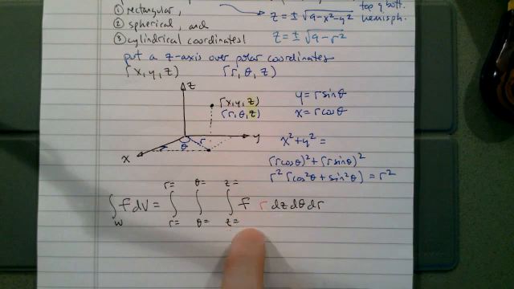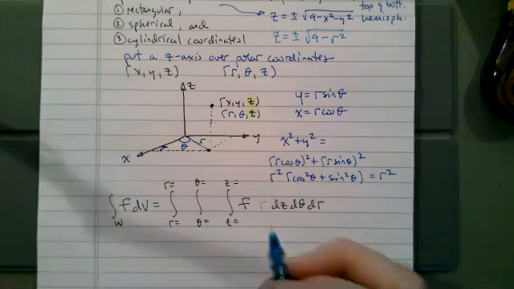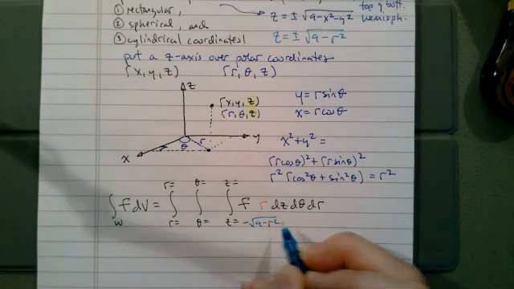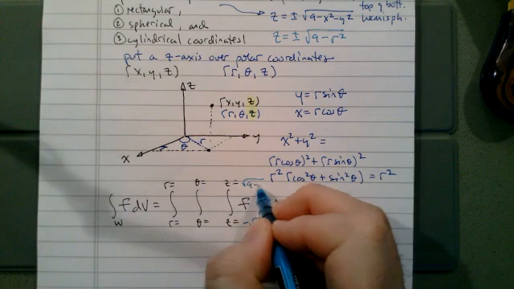So the z is between the bottom and the top hemispheres. So that will go from negative the square root of 9 minus r squared to positive the square root of 9 minus r squared.